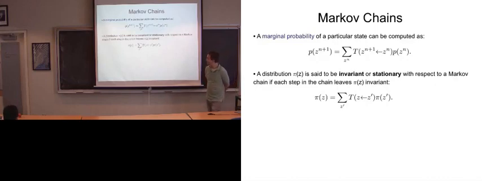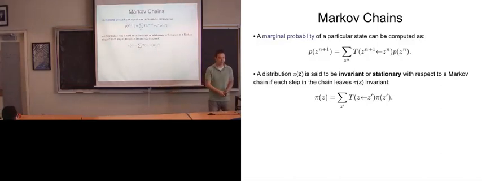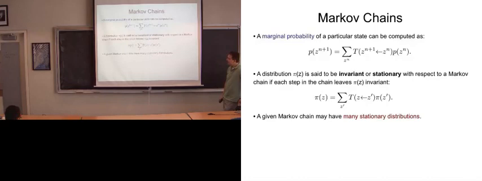Again, just to be clear, I think you already said it, but the transition, that's the probability of going from Zn to Zn plus 1? So this is the probability of moving from Z prime to Z. Yeah. Okay? And that's a notion of invariance. Right? That's a key notion.